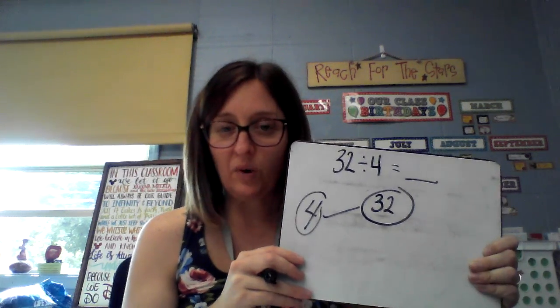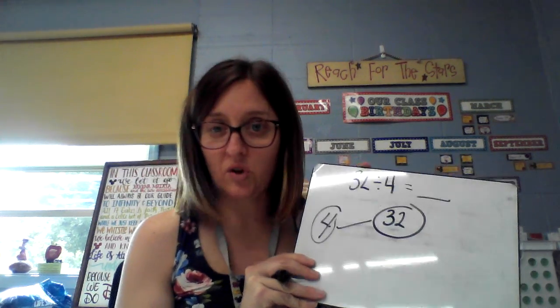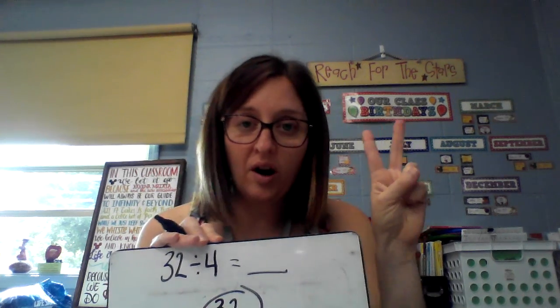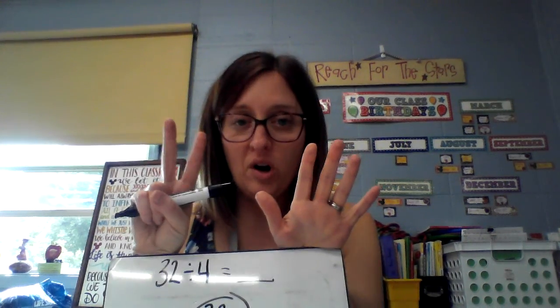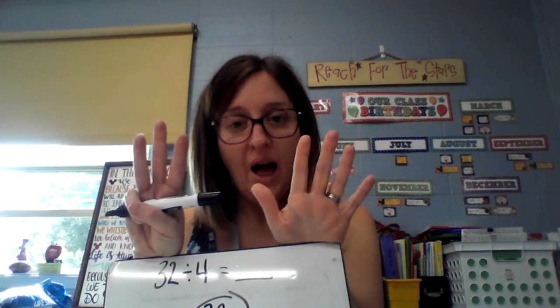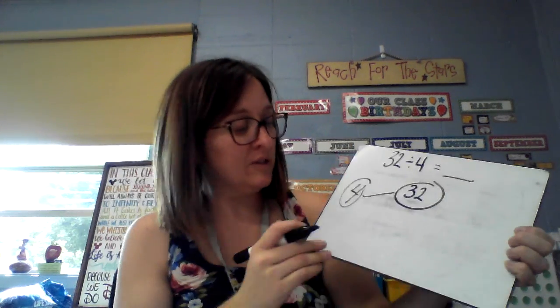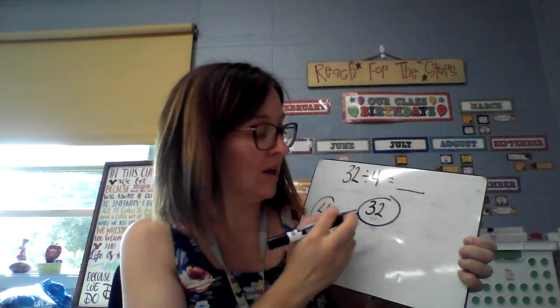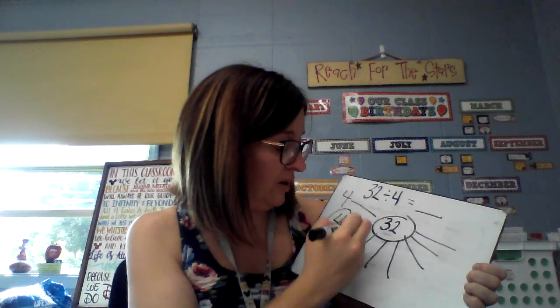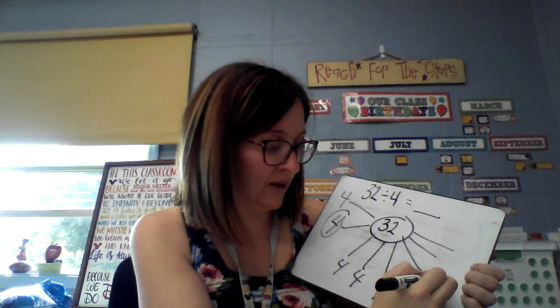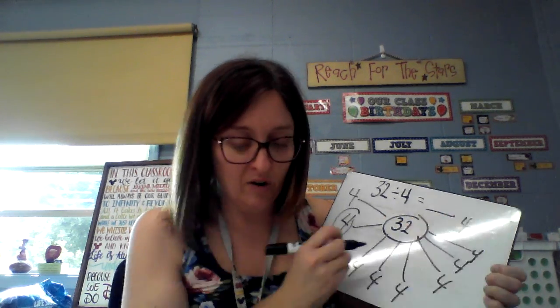I know that one group is going to be 4, but I don't know how many of these I'm going to need. So we're going to skip count by 4 until we get to 32 and see how many it takes us. 4, 8, 12, 16, 20, 24, 28, 32. I had to skip count by 4 8 times. So now I know how many arms I need off my number bond. And we know they're each going to have a 4 coming off of them, because that's the size of our groups. See how we can use skip counting, which we've been doing in multiplication, to help us figure out the answers to our division problems.